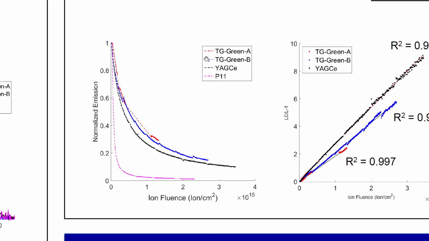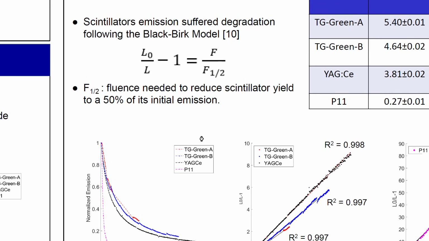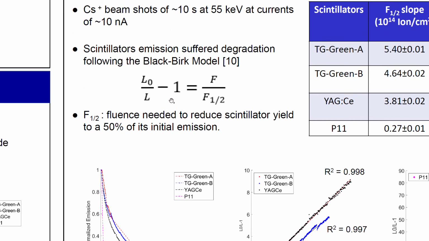We can explain this degradation by the Birks model. The Birks model explains that the initial luminescence and the luminescence after suffering a fluence F are correlated by this equation. This number here is the fluence that we need to irradiate to a scintillator in order to reduce its yield to 50% of its initial emission.